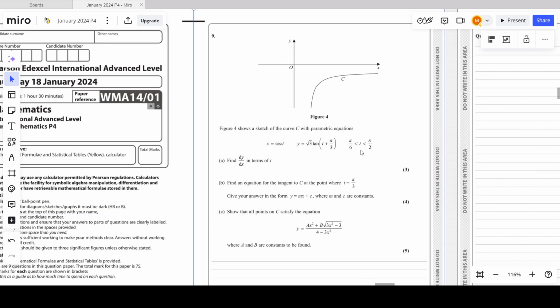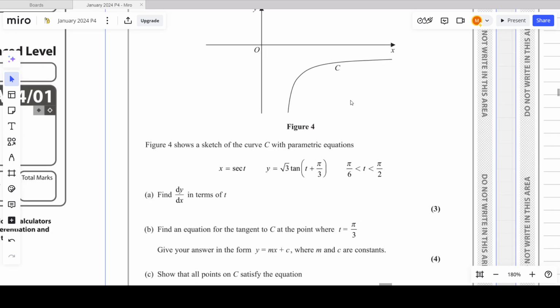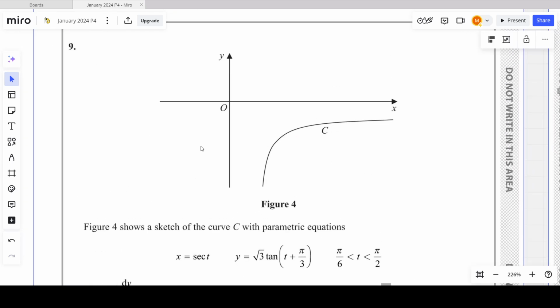To be more specific, the concepts of differentiation that will be required in question number 9 are parametric differentiation, how to find the equation of a tangent, and also the chain rule. So let's get started with question number 9, the last question of this playlist. You can see figure 4.